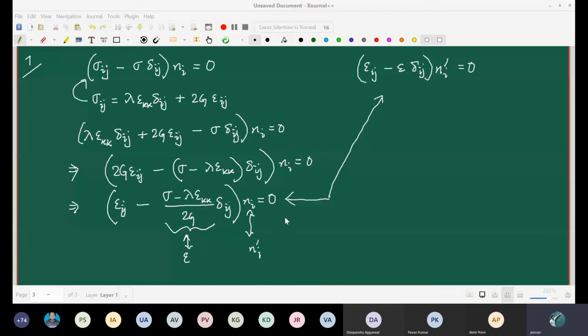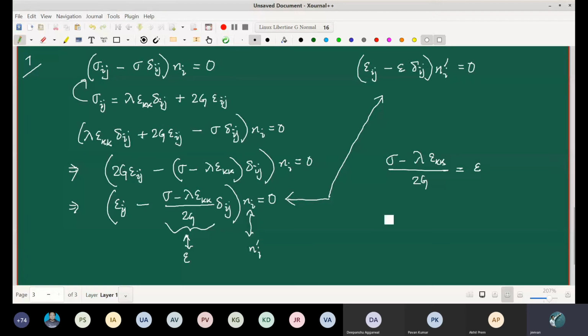Okay, so why can we obtain this thing? Because you see this thing, if I write this as sigma minus lambda epsilon kk over twice g is equal to epsilon, this can very well be written as lambda epsilon kk plus twice g epsilon. So you note this form. This superscript p here basically represents the principal stress.